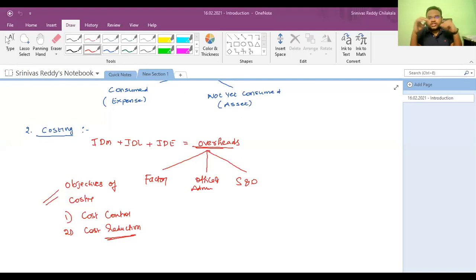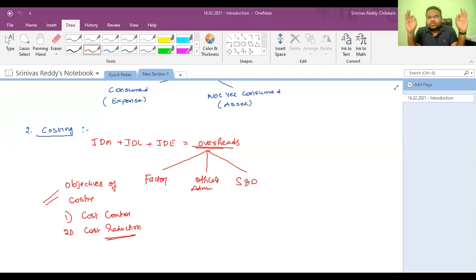Third one is profit center. A profit center will have cost centers and revenue centers, because profit comes out of revenue minus cost. So the profit center is responsible for profit. Fourth one is investment center. When I have surplus funds, how will I invest them? All these treasury management operations come under investment centers. Are you clear about these 4 topics? The four responsibility centers: cost center, revenue center, profit center, investment center.